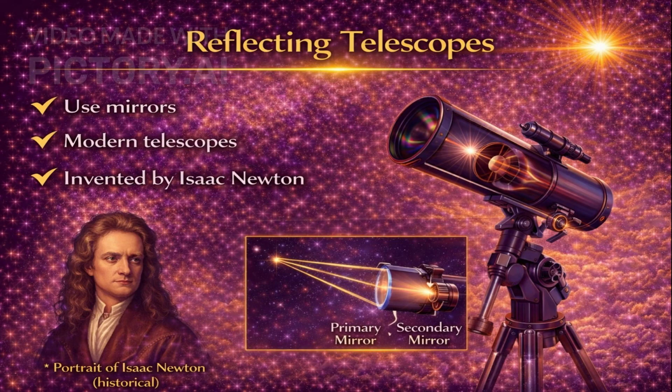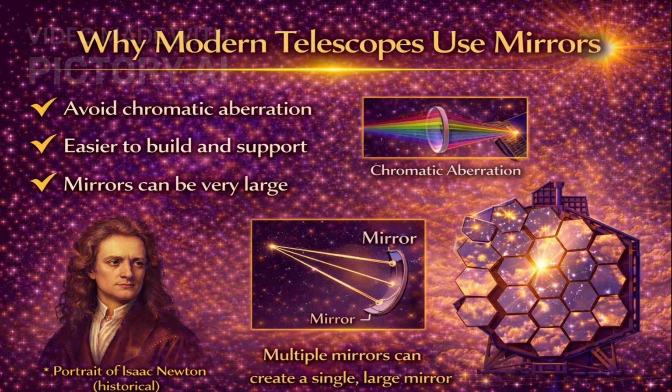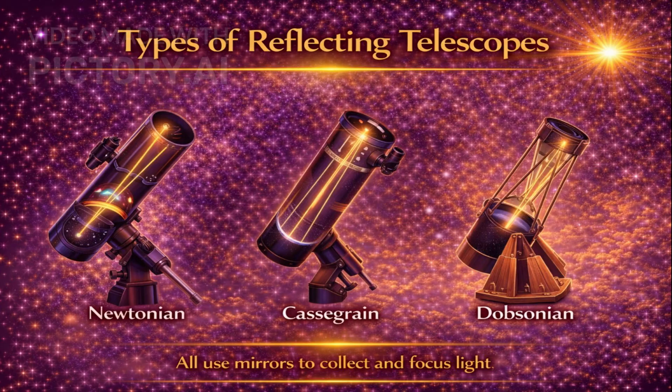Reflecting telescopes, invented by Isaac Newton, use mirrors instead of lenses. Modern telescopes often employ this design for its efficiency and effectiveness. Modern telescopes use mirrors to avoid chromatic aberration and are easier to build and support. Multiple mirrors can create a single, large mirror for enhanced observation. Reflecting telescopes come in various types, such as Newtonian, Cassegrain, and Dobsonian, all utilizing mirrors to collect and focus light.